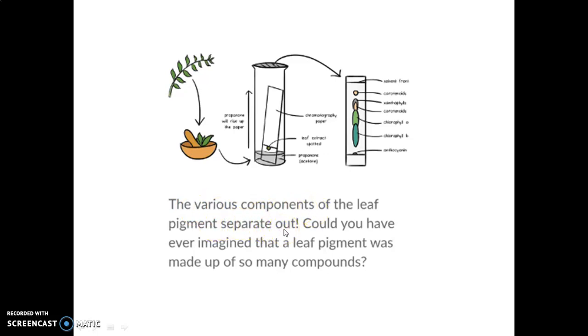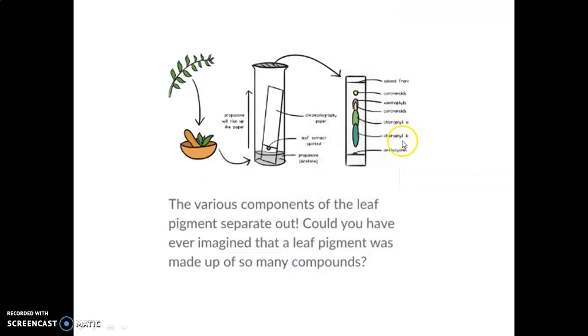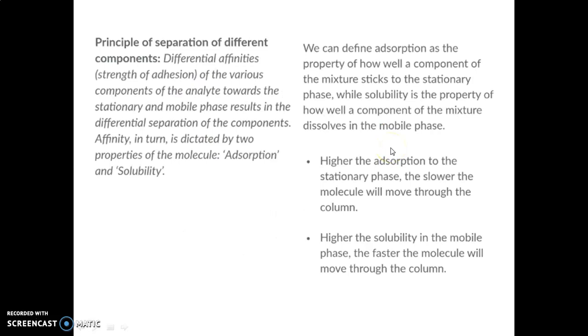The leaf, as we know, contains many pigments, such as chlorophyll and xanthophylls. So we can separate these out individually. The principle of separation of different components is basically differential affinities, or we can say the strength of adhesion of various components of the analyte toward the stationary and mobile phase, which results in the differential separation of components. Affinity, in turn, is dictated by two properties.